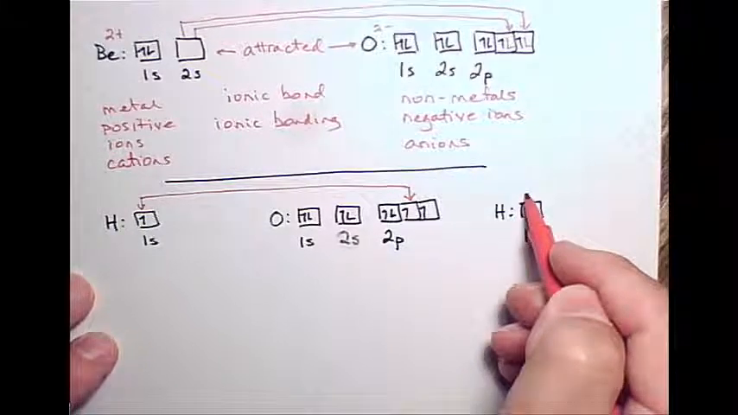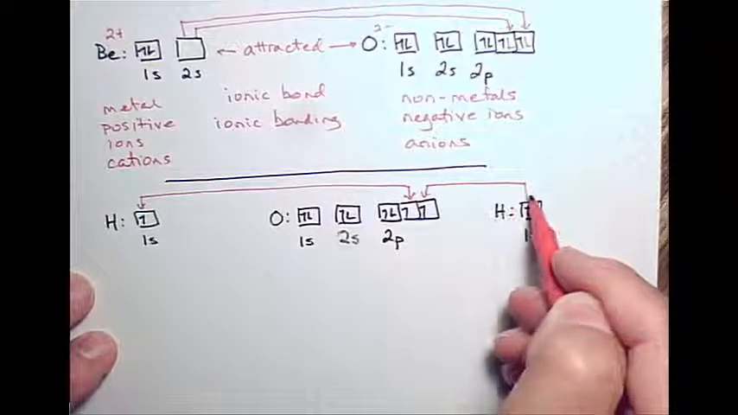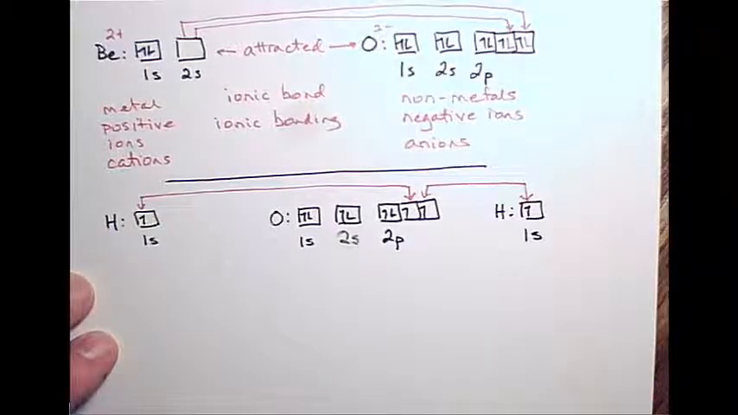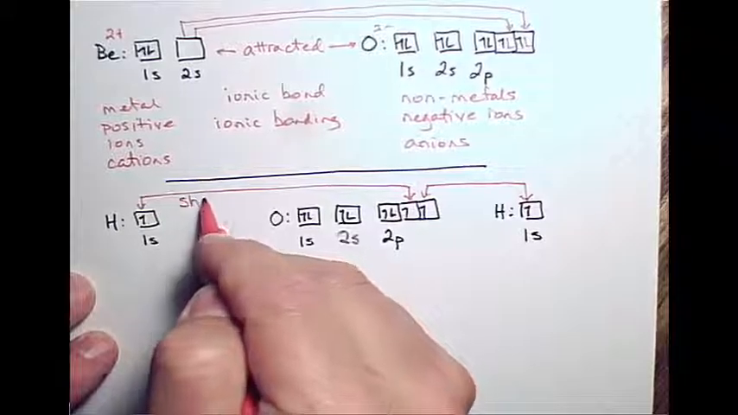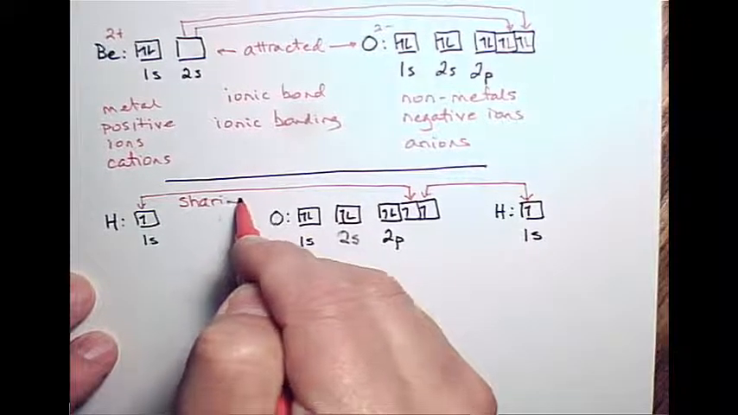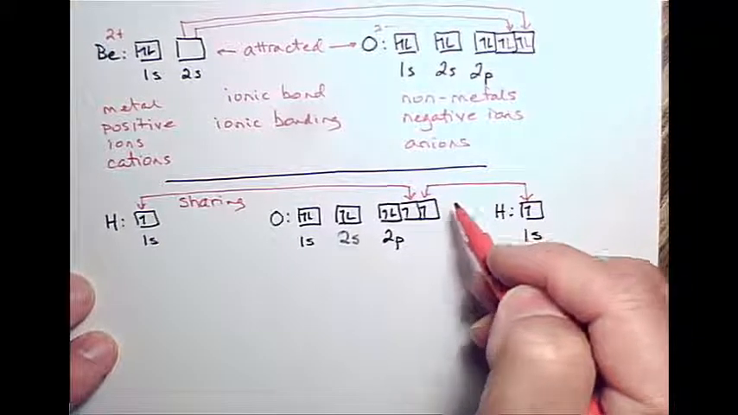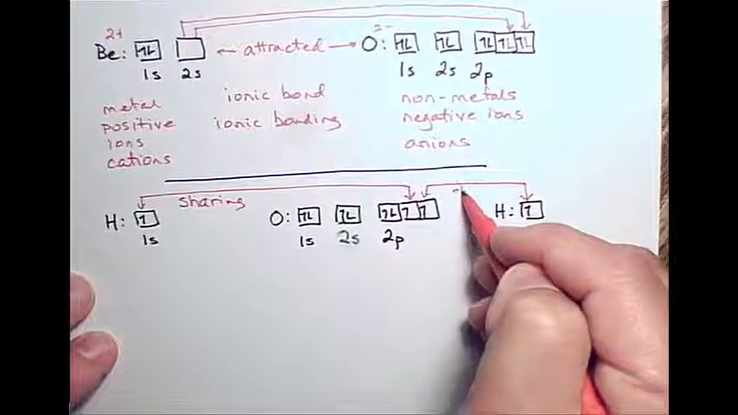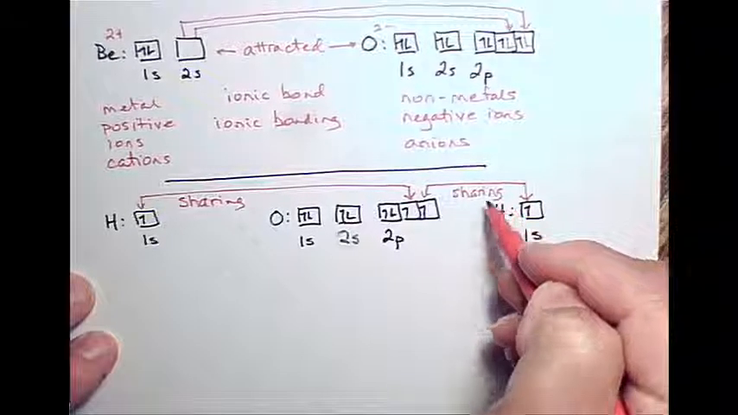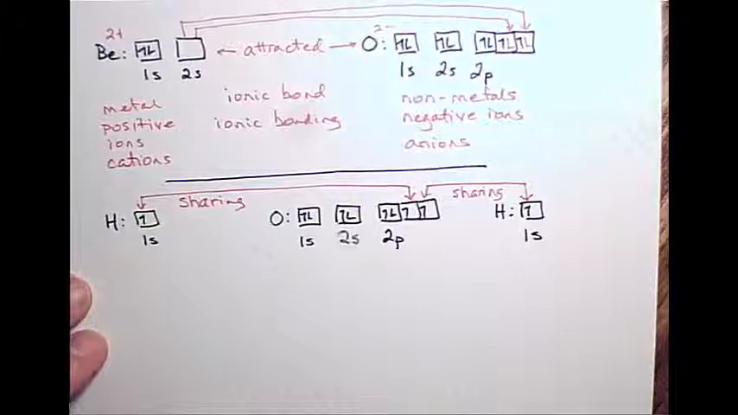And so here's another hydrogen with another electron to share. And so this is sharing going on. The sharing gives hydrogen 2 electrons, filling up its valence level, and the oxygen gets 8 electrons through this sharing process, giving it all the electrons it wants in its valence level. This sharing of electrons happens between nonmetals. It doesn't happen between metals and nonmetals. It happens between nonmetals primarily.